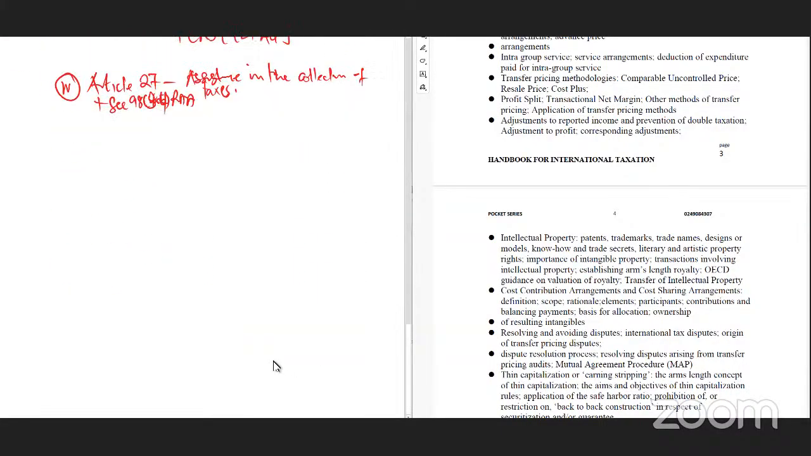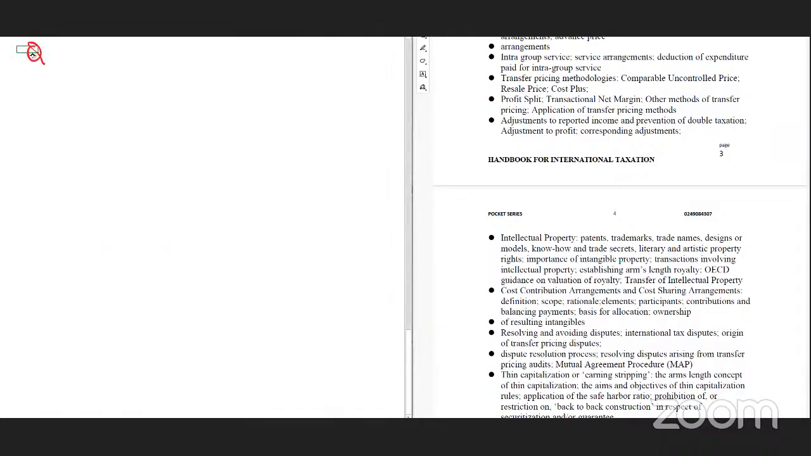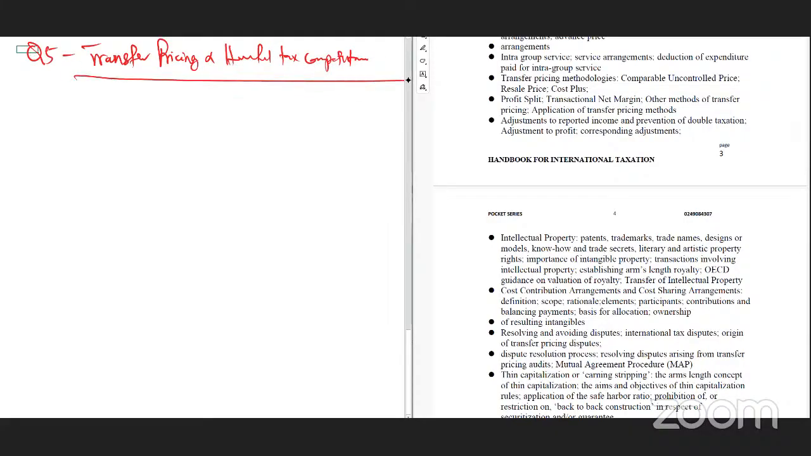Okay. All right. So we come to question 5. Okay. So with question 5, let's call it transfer pricing and harmful tax competition, or taxation of international transactions. So when it comes to transfer pricing, we have to look at the overview of transfer pricing, what it is, the types of transactions, all that. We'll come and look at the arm's length principle and its alternatives.